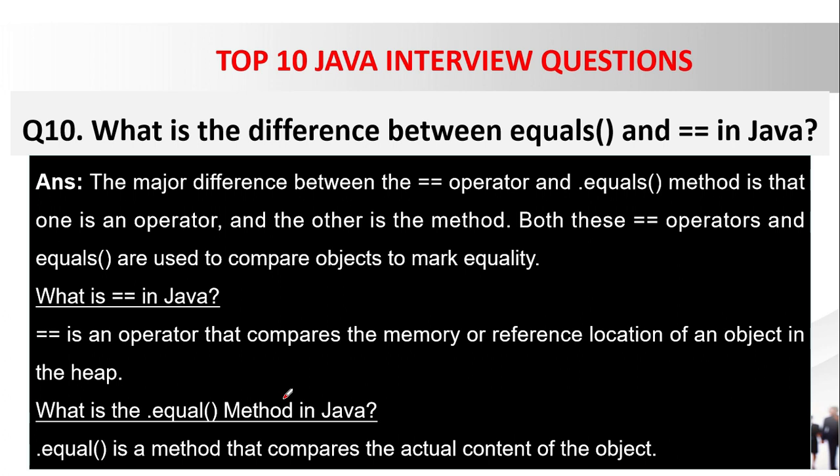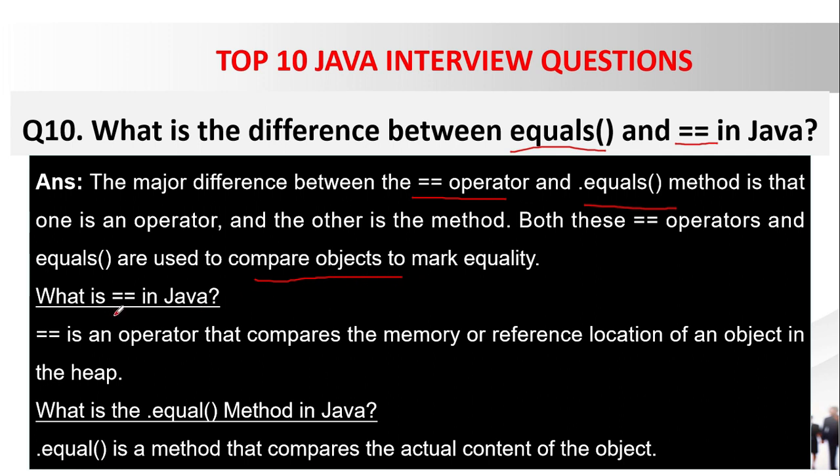Now the last question: what is the difference between the equals method and the double equal to operator? The first difference is what? Double equal to is an operator and equals is a method. Both equals and double equal to are used for comparing what? String objects, or checking the equality of objects. So both the double equal to and the equals method are used for comparing objects.